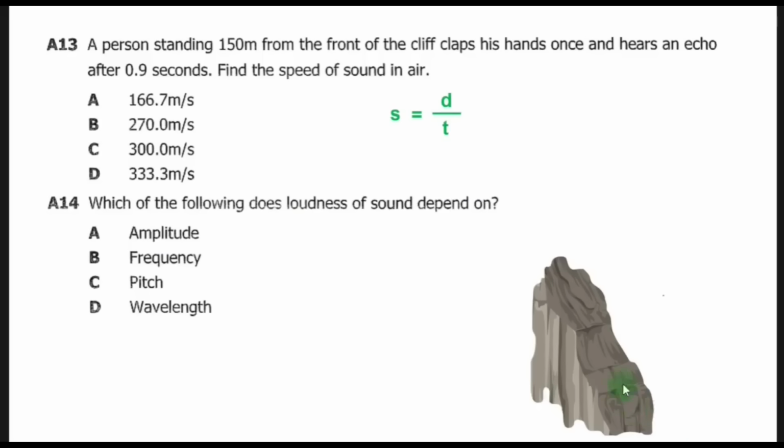This side is a flat, this side is a straight, so this side is called a cliff. So there's a person standing here, a person standing 150 meters from the front of the cliff. So this is the front, so he's standing at 150 meters. Then he claps his hands once and hears an echo after 0.9 seconds.